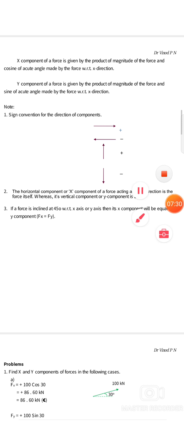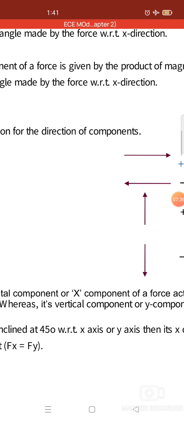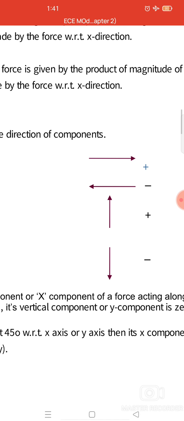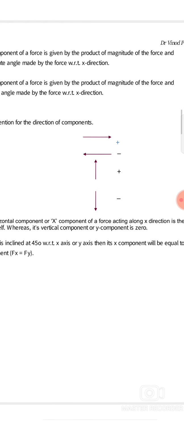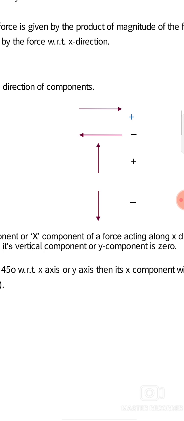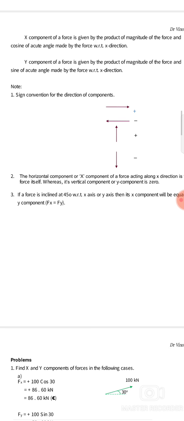Here the very important note to be remembered is the sign conventions. If you want to resolve any kind of force, the very important part is to remember the sign conventions. Here there is a horizontal line: movement horizontally to the right side we'll say is positive, and movement opposite to that, to the left side, we'll say is negative. You can do it vice versa, but we should be very familiar with these sign conventions while resolving the force. If it is vertically upward, we say it is positive, and if it is vertically downward, it is called negative.